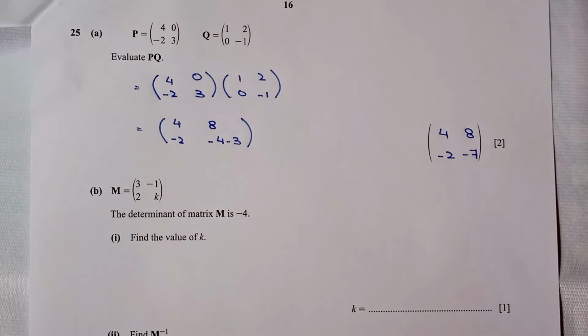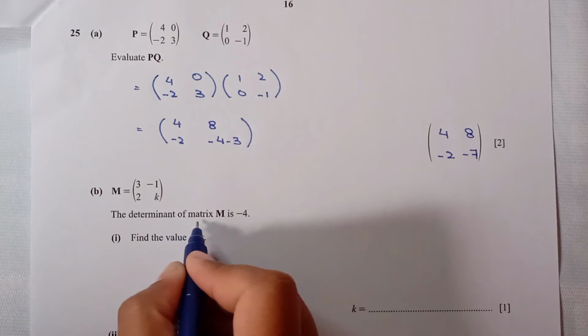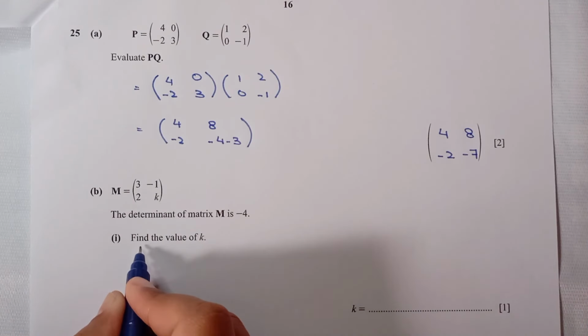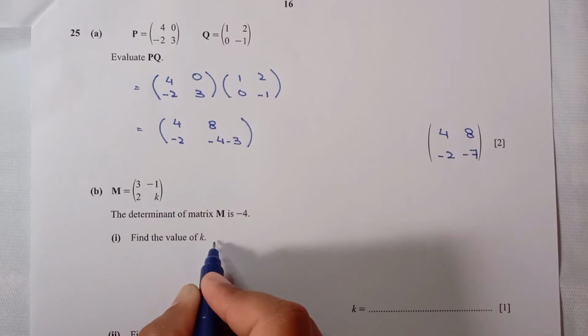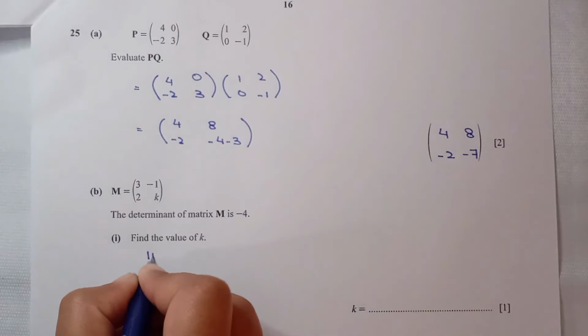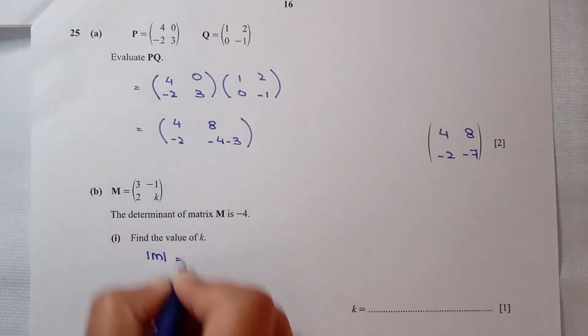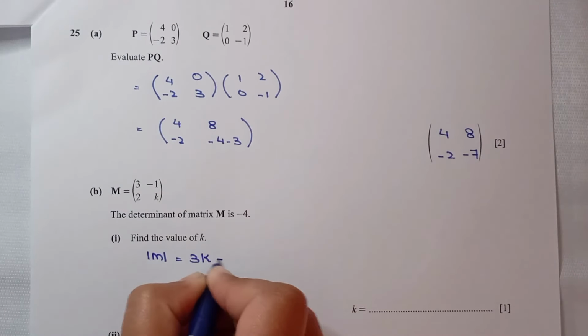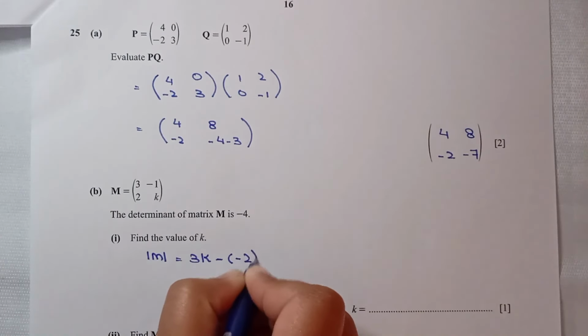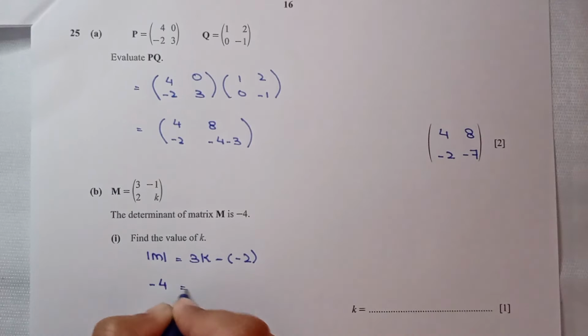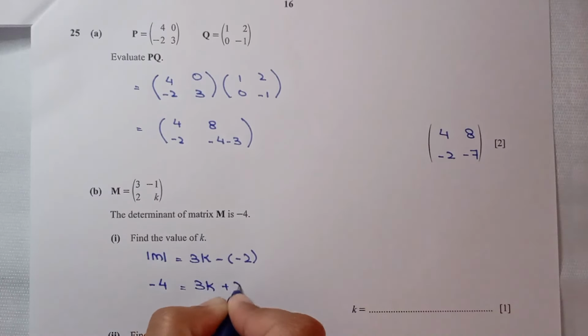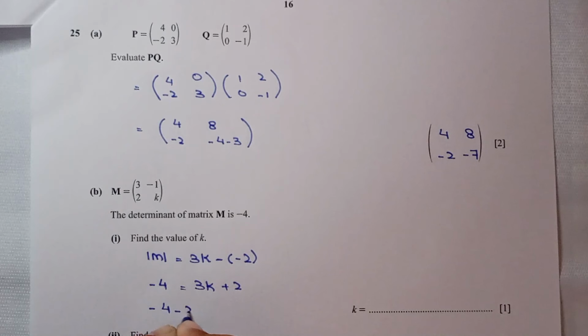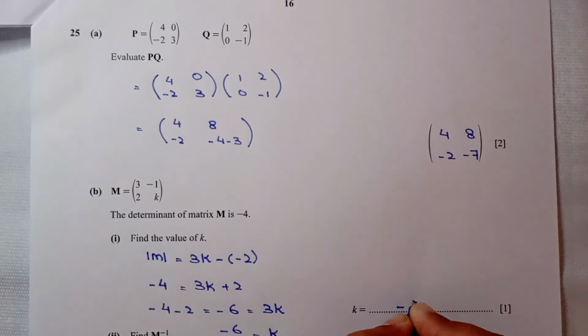Now for part B, we are given a matrix M. The determinant of the matrix M is -4. In the first part, find the value of K. Okay, so the determinant of M is 3K minus 2 times -1, which is -2. Since the determinant is -4, this equals 3K plus 2. -4 minus 2 would be -6, which equals 3K. So K would be equal to -6 divided by 3. So K is -2.